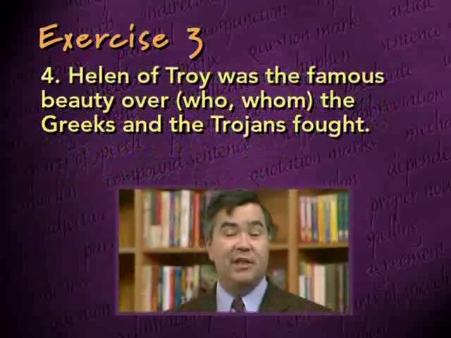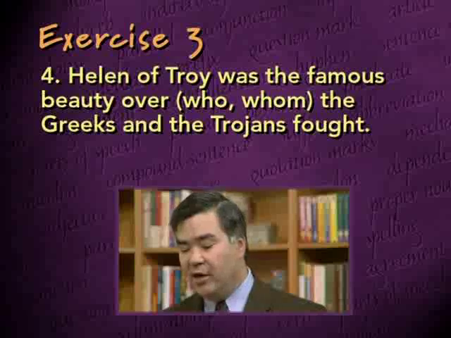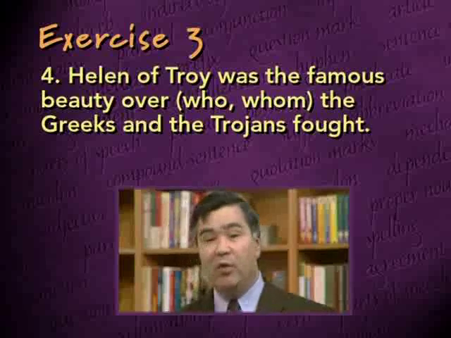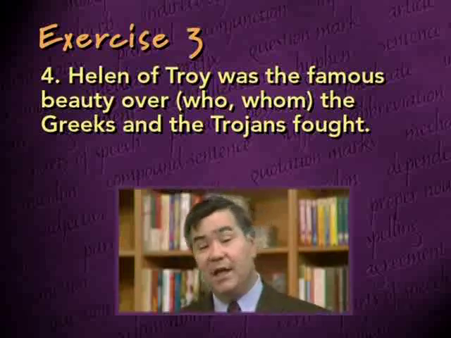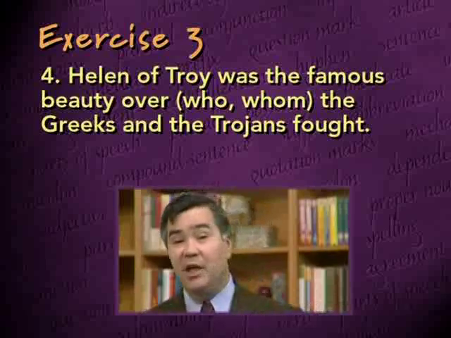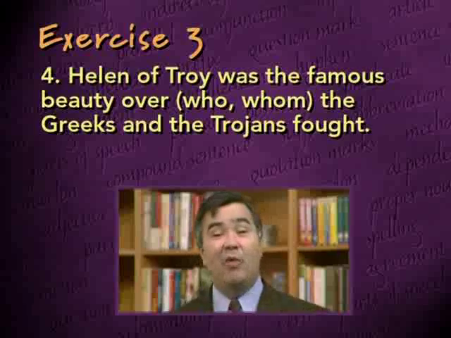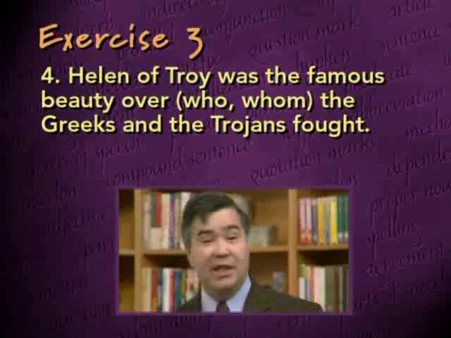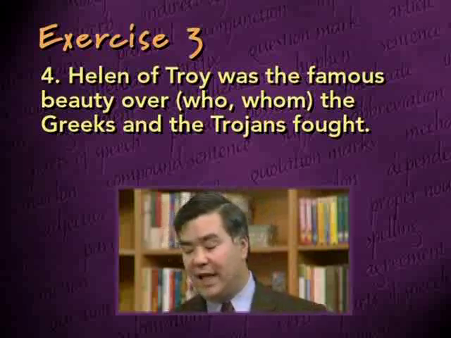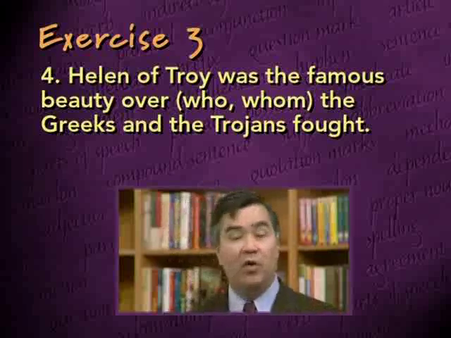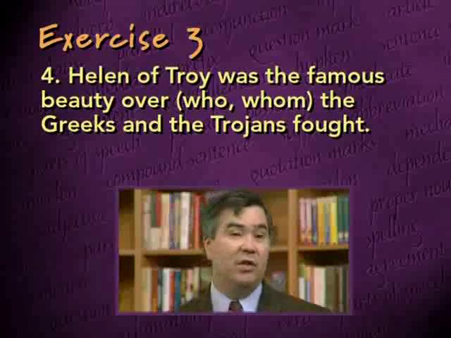Our next sentence gives us another who-whom question. Helen of Troy was the famous beauty over who or whom the Greeks and the Trojans fought. Here we have who and whom being used as a relative pronoun to introduce the subordinate clause. Now let's look at that clause. Who or whom the Greeks and the Trojans fought, or over whom the Greeks and the Trojans fought.